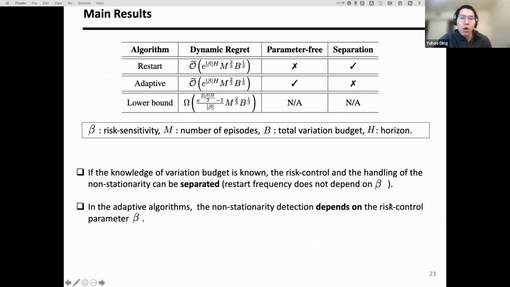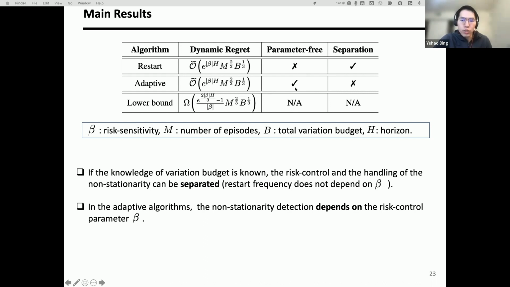Yeah, so based on these two mechanisms for handling the non-stationarity, depending on whether we have knowledge of the total variation budget, we propose two algorithms. The first one is the restart-based algorithm with knowledge of the total variation budget. And the second is the adaptive detection-based method, which does not require knowledge of the total variation budget. The restart-based algorithm requires the knowledge of the total variation budget, so it is not parameter-free. On the other hand, the adaptive detection-based method is parameter-free.